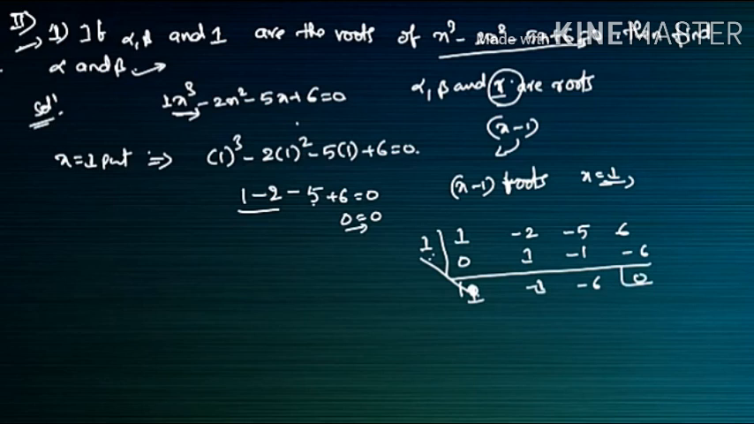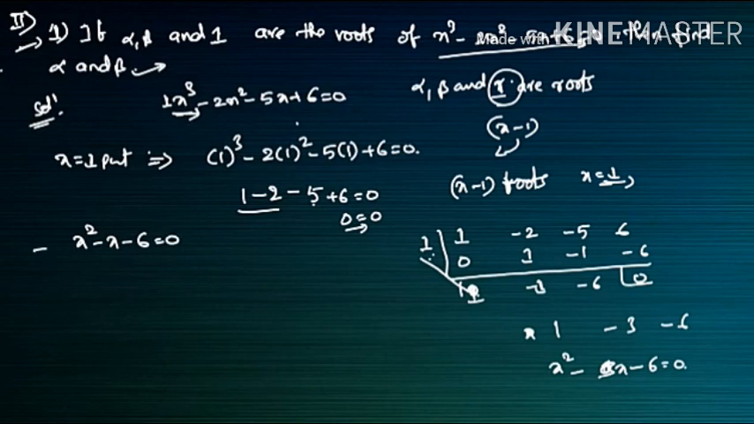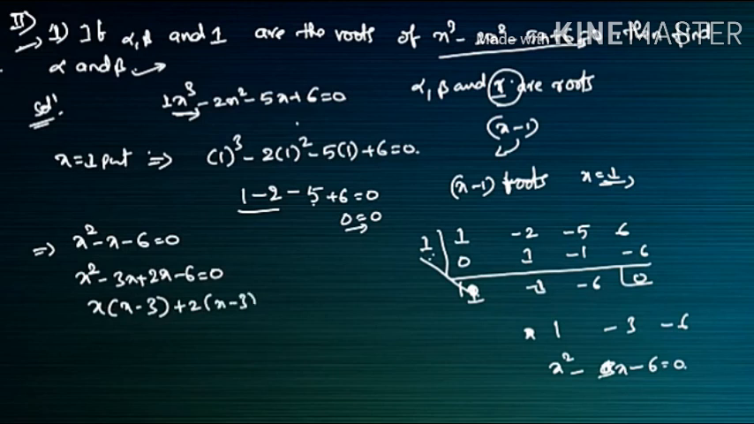So what we have got is 1, minus 1 and minus 6, so the equation is x square minus x minus 6 is equal to 0. Now we factorize this: x square minus 3x plus 2x minus 6 is equal to 0. Taking x common, x into x minus 3, plus 2 common, x minus 3, is equal to 0. So the factors give x is equal to minus 2 and x is equal to 3.